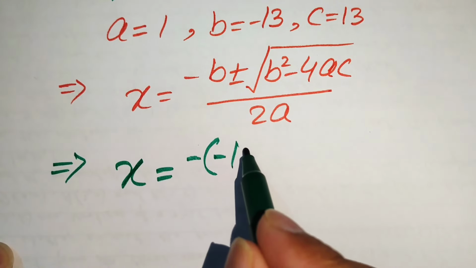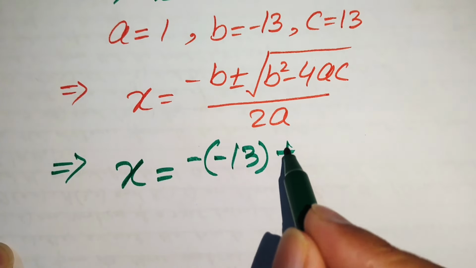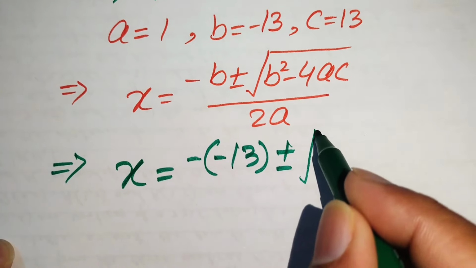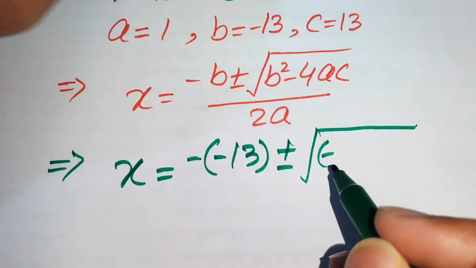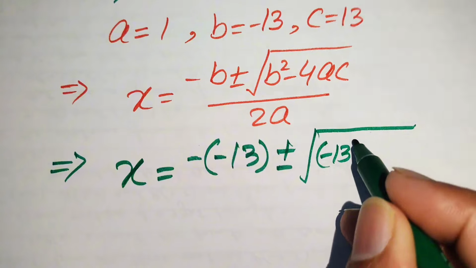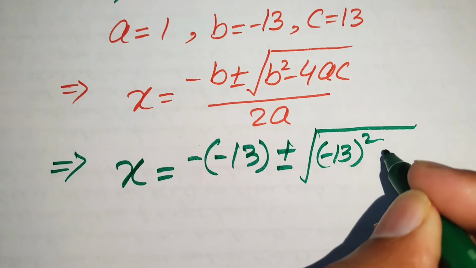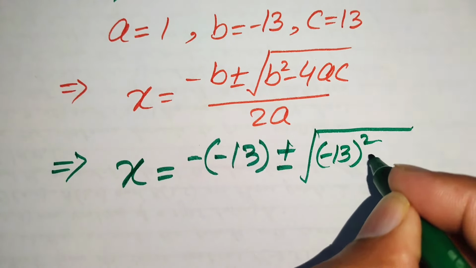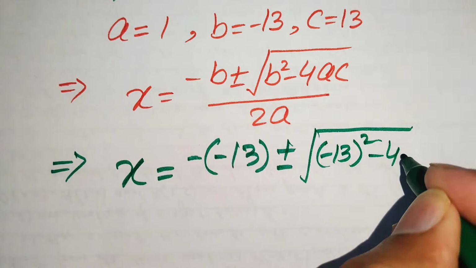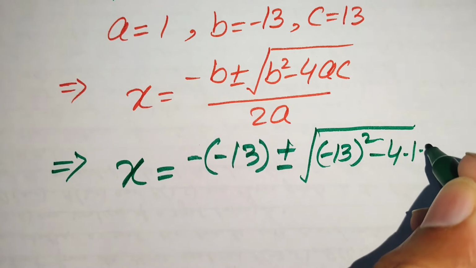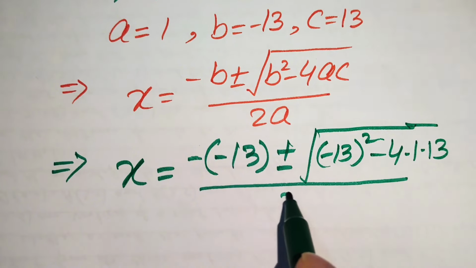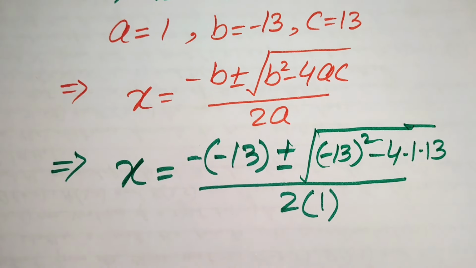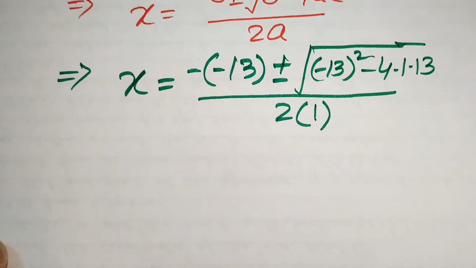and the value of b is minus 13, plus minus square root of b square. Our b is minus 13 and its whole square, minus 4 times ac. Our a is 1 and c is 13, and it is divided by 2 times a. Here our a is equal to 1.